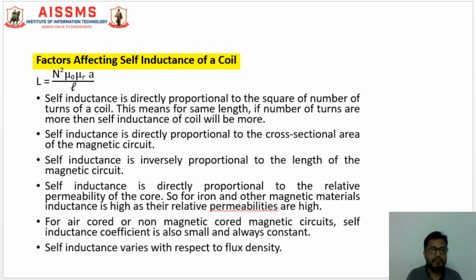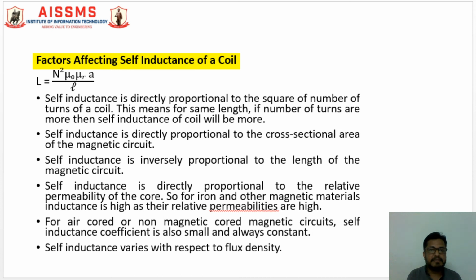So let us see what are the different factors affecting self-inductance of a coil. We know this equation, self-inductance L equals number of turns square into permeability of free space into relative permeability into cross-sectional area divided by length l.